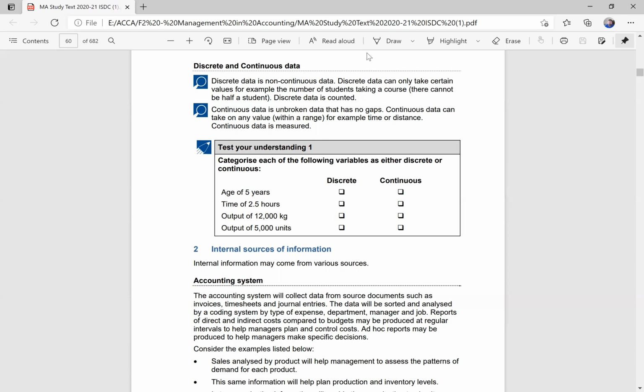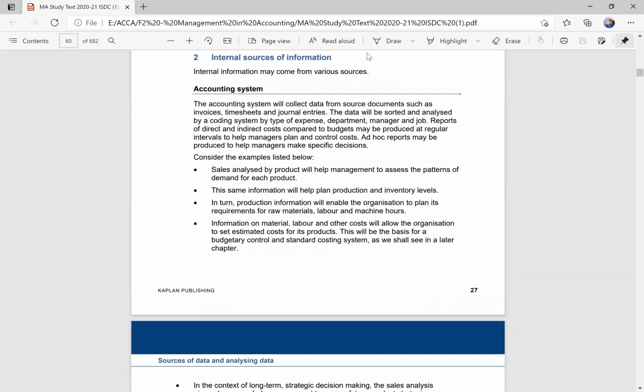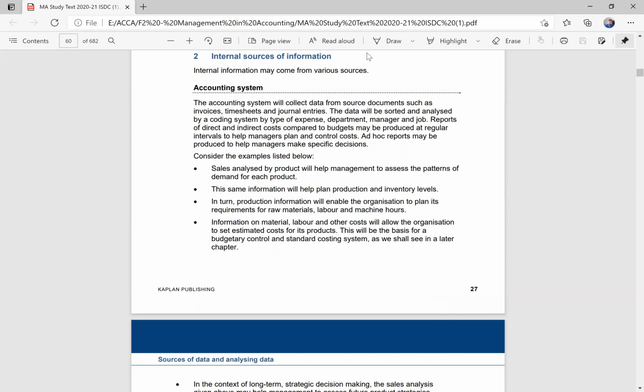Okay. Internal sources of information. Internal sources of information include all those sources that are within the organization. So the accounting system in which you're collecting the information, you're recording the transaction and everything. That gives you a lot of information because that actually helps you to produce the financial statements, right? So it does give you a lot of information. So that is one of the internal sources.